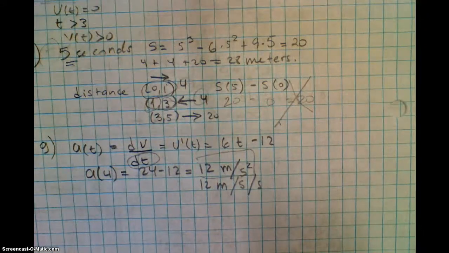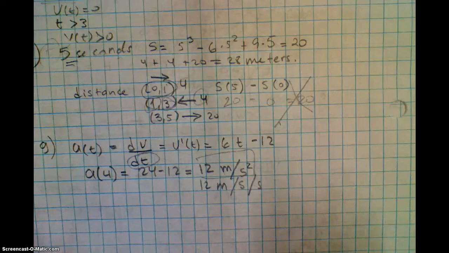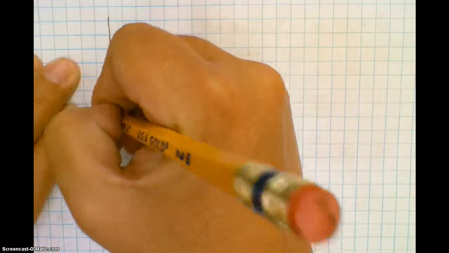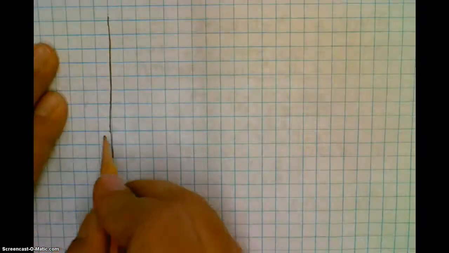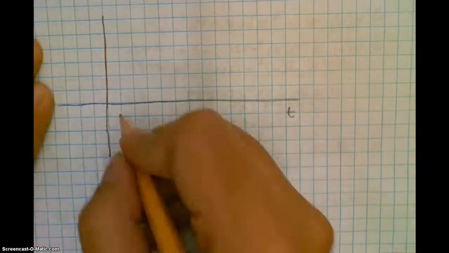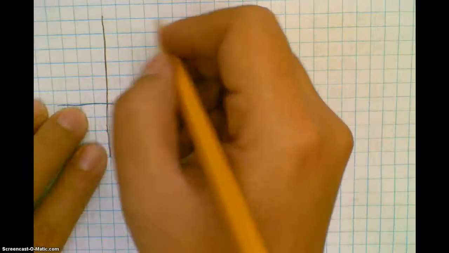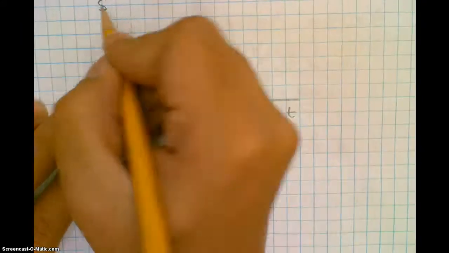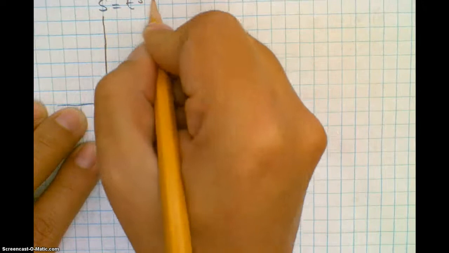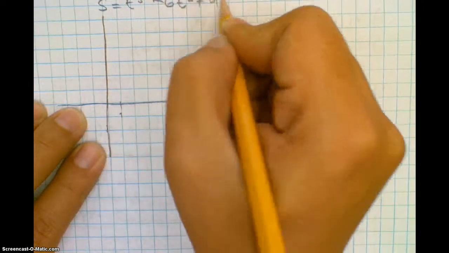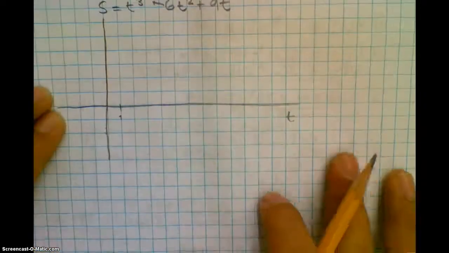Then part G says graph the position, velocity, and acceleration functions between 0 and 5. So this is something that I can graph. This is something that you have graphed in your handout, and I'm going to go over that in a second. But just to show you that this is a very easy graph to do, okay, so this is t, and we're going to go by ones. So the function s is t cubed minus 6t squared plus 9t. So that's a cubic function, and it's going to look kind of like a snake.